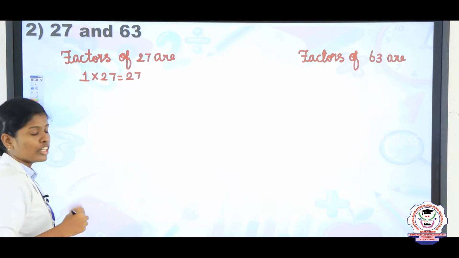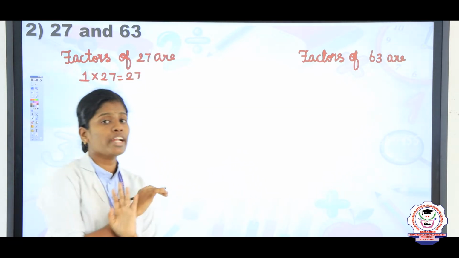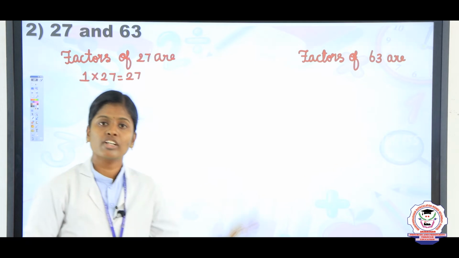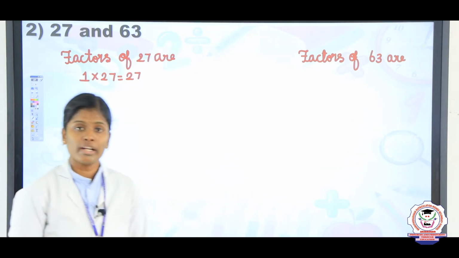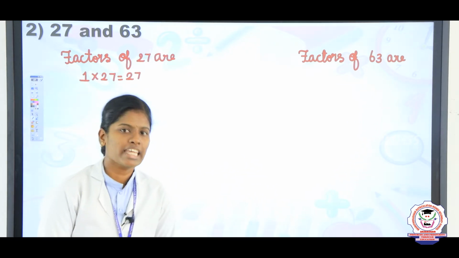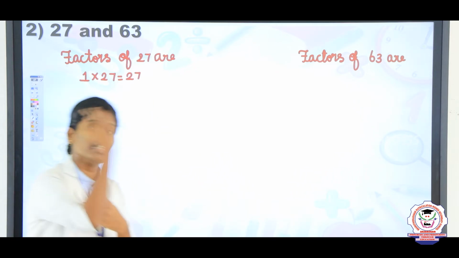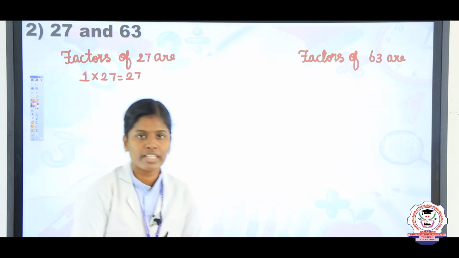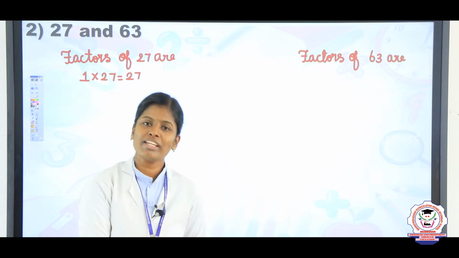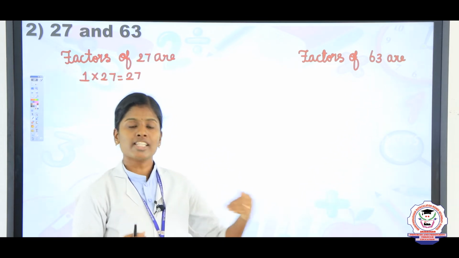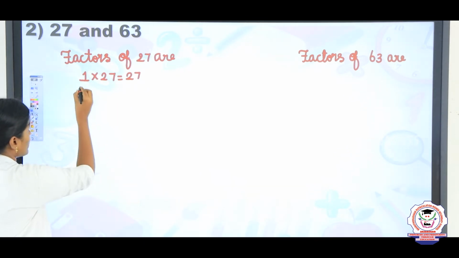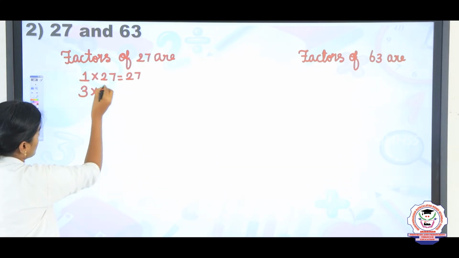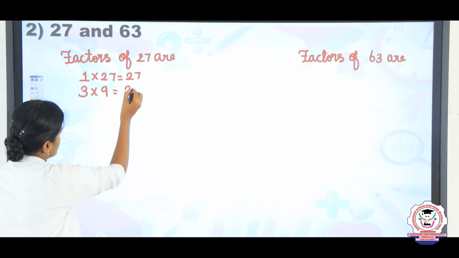So listen children, 2 table at 27 possible, na? It is not possible. Why? Because 27 is an odd number and 2 table is an even number. Next we are going to check the 3 table. In 3 table of 27, yes, how many times? 3 9s are 27. So write here 3 9s are 27.